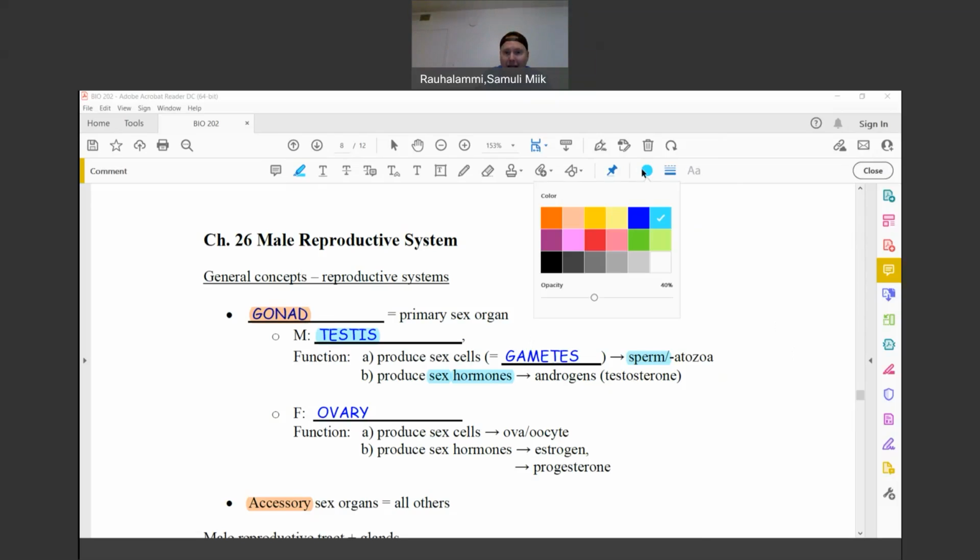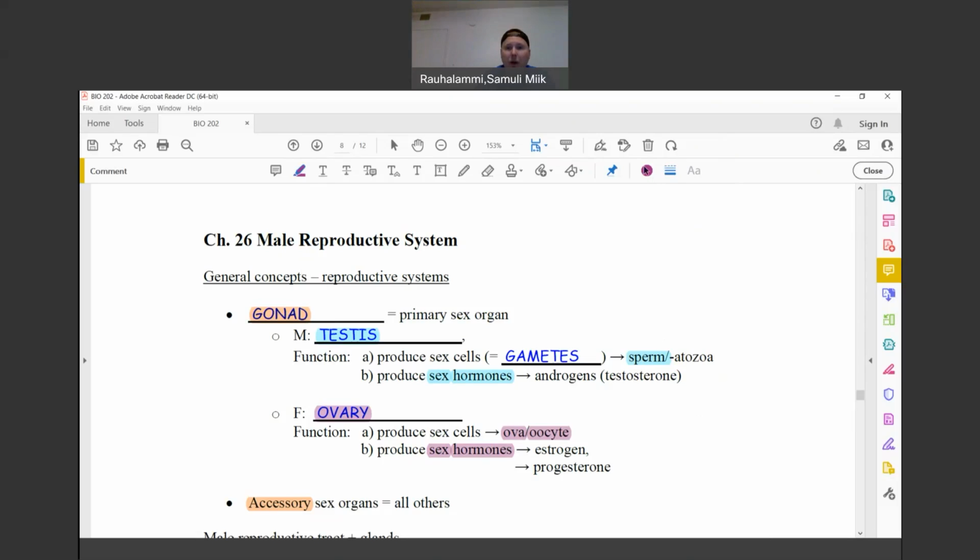For females, the primary sex organ is going to be the ovary. Ovaries produce the egg cell known as ova or oocyte. You can see both of these terms being used. And of course, also sex hormones, so estrogen, progesterone, and so on, are going to be really important for us in terms of the female reproductive tract.